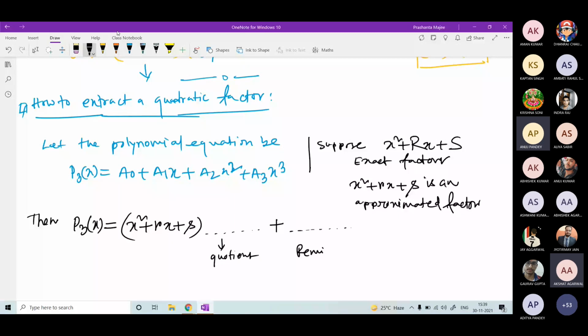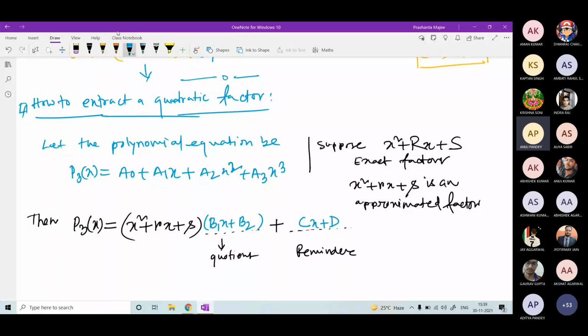If I use the exact factor, remainder will be 0. And if I use the approximated factor, then we'll get some non-zero remainder. So tell me the degree of the remainder and the degree of the quotient. They are going to be polynomials. Both are degree 1. So suppose the quotient is b1x + b2 and remainder is cx + d.